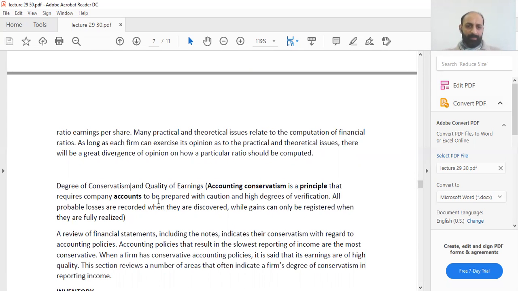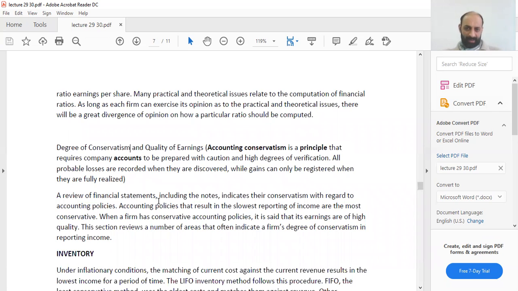Degree of conservatism and the quality of earnings. Now, what is accounting conservatism? It is the principle that requires company accounts to be prepared with caution and high degree of verification. All probable losses are recorded when they are discovered, while gains can only be registered when they are fully realized.